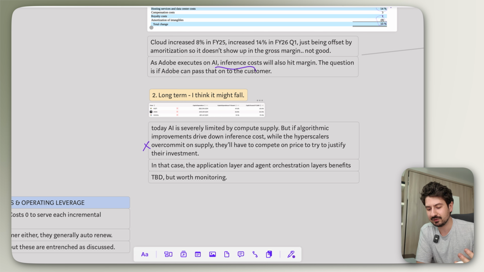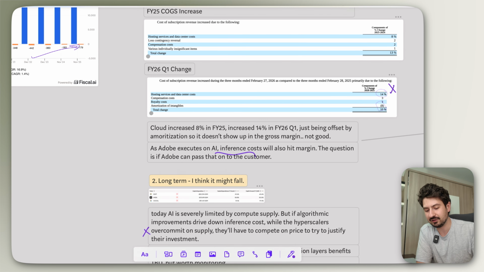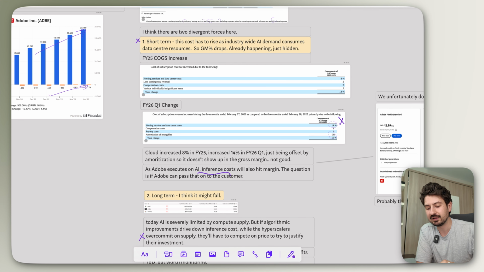So I'm not an expert in this. I'm probably not qualified to guess on if this is going to happen. But again, I think this is an interesting dynamic where short term, it's not great, but long term, there is some opportunity there depending on how you see it.